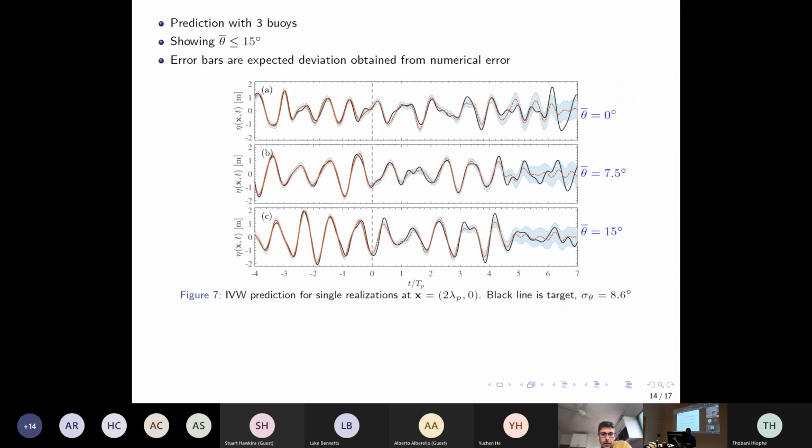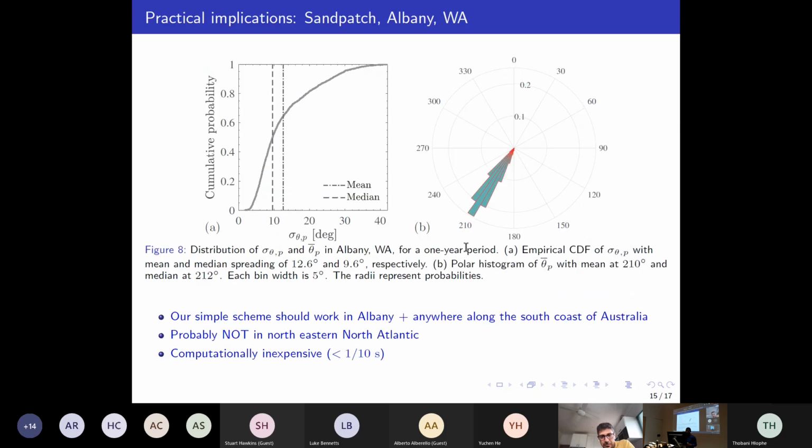These are time series plots that I did with 3 wave buoys. You see the prediction is pretty much the same up to about 15 degrees mean wave direction.